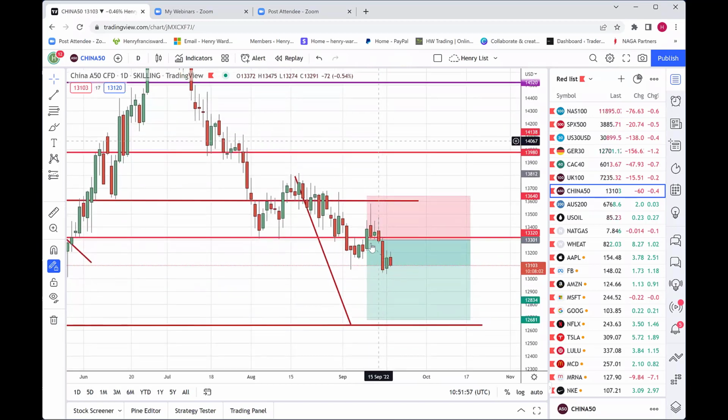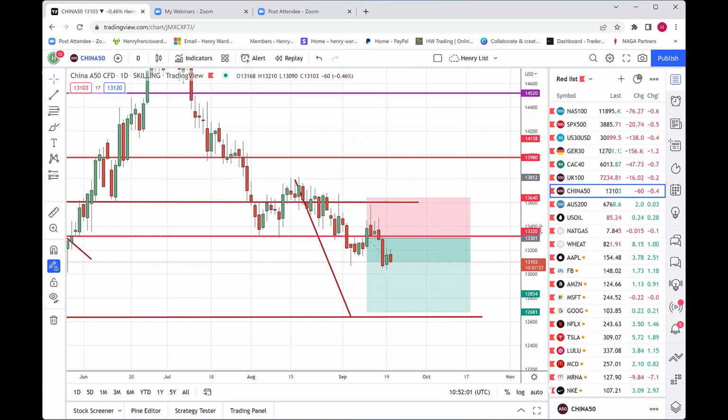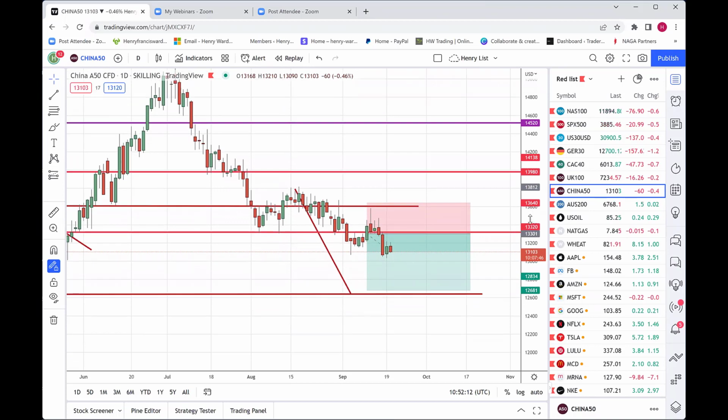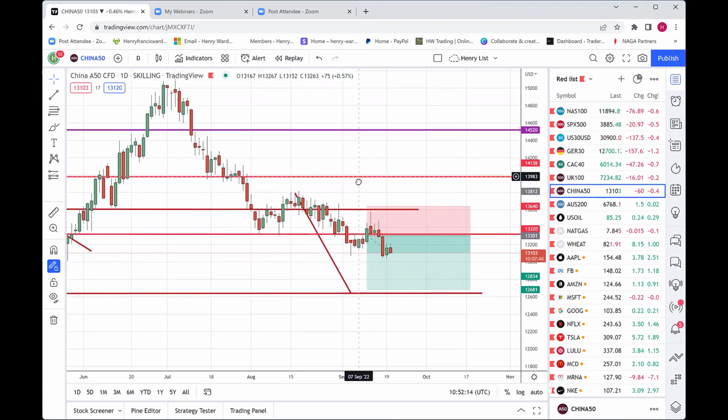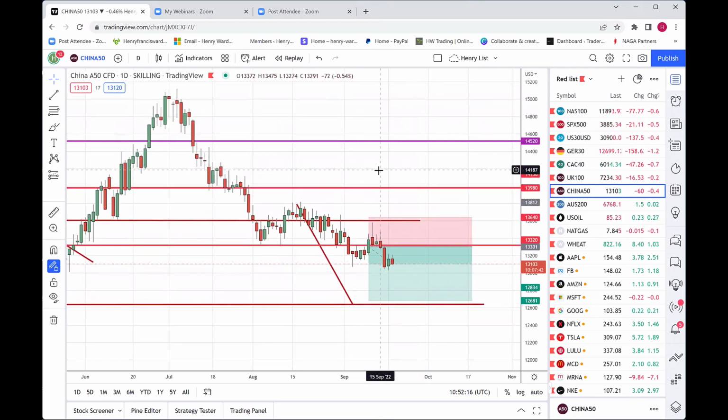China, I fully expect China to come back the whole way down here. I don't see any reason for that not to come back down to here. So for me, it's just a waiting game. If you're sitting in this trade, just hang tight and just let it run. I know if you are on eToro, doesn't this have an expiry on it? If I'm not mistaken, the China 50 has an expiry. So just be aware of that.